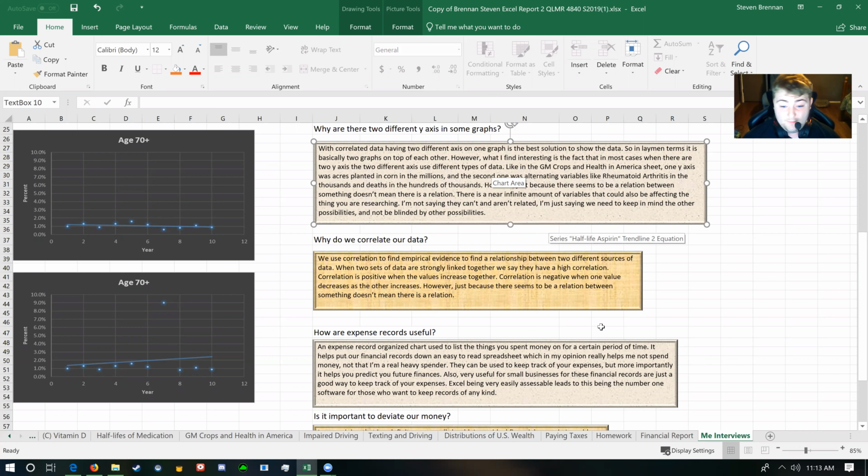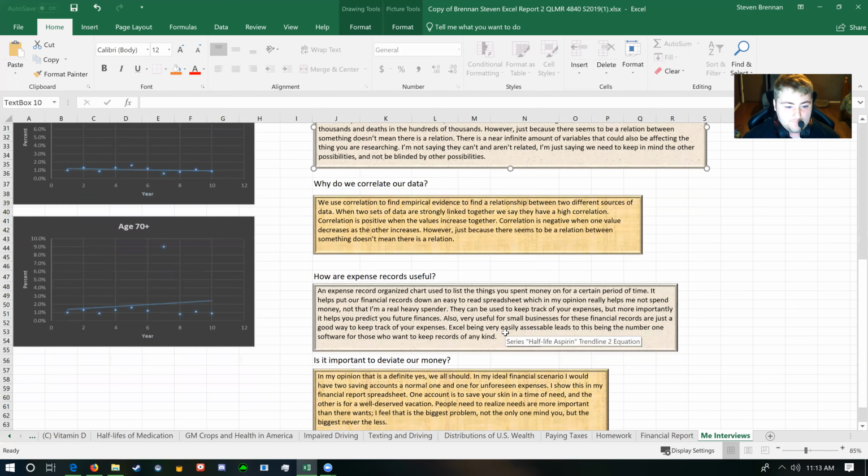However, just like I said before, just because there seems to be a relationship between something doesn't necessarily mean there is a relationship. That doesn't mean there isn't one, but there could be one and there couldn't be one. Because, like I said above, there are just so many variables that could be affecting anything.